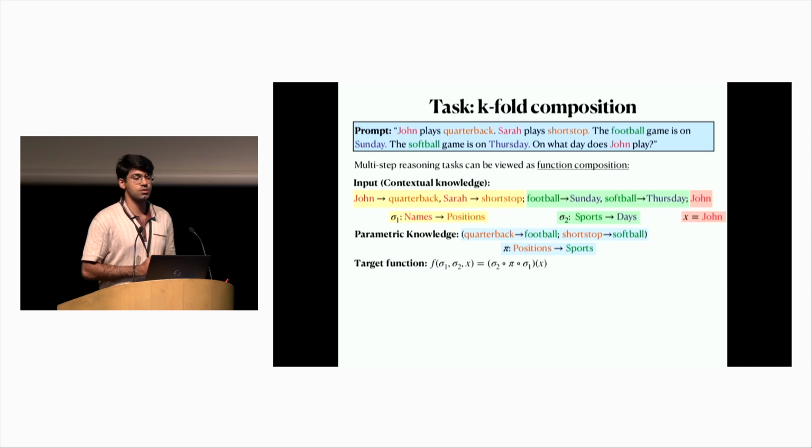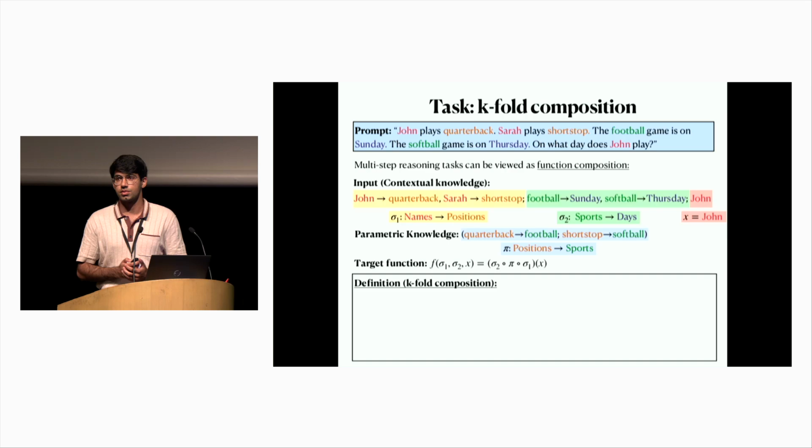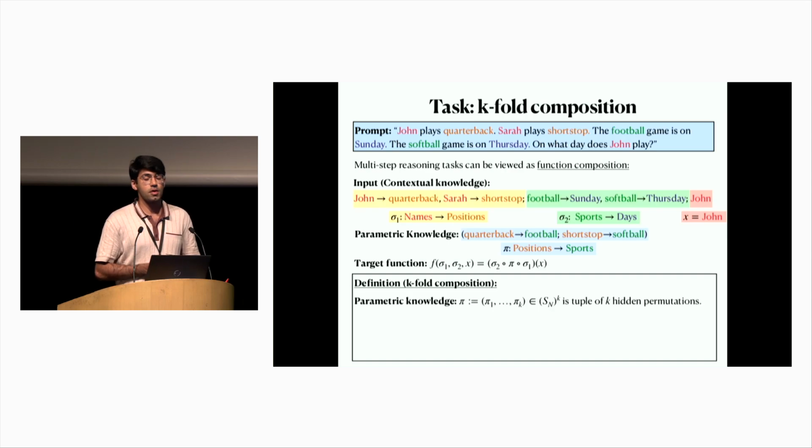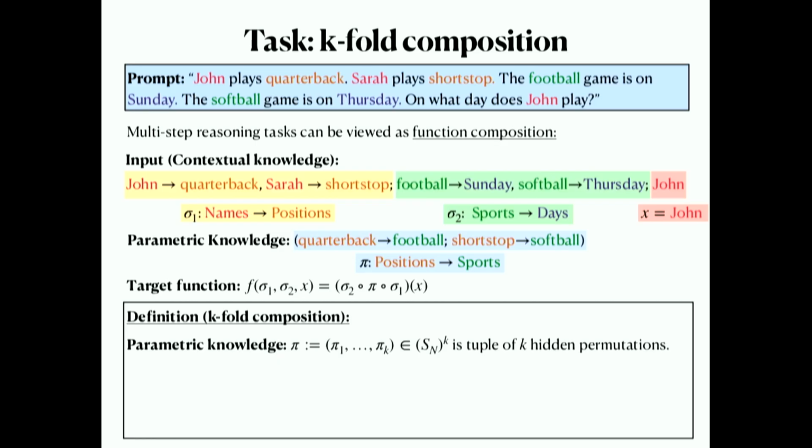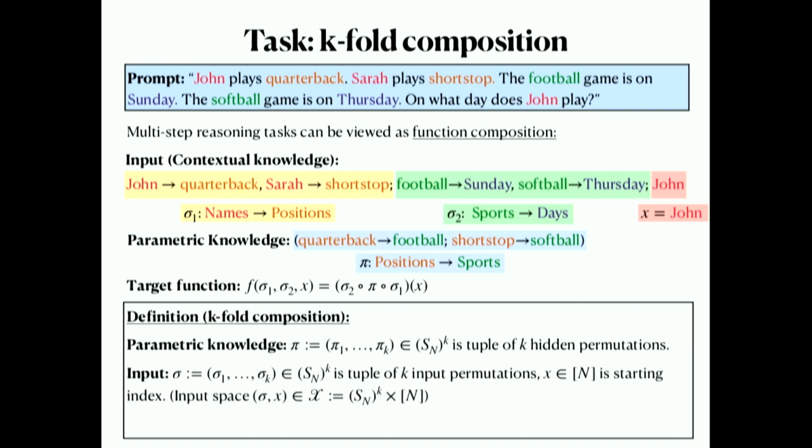Okay, so given this motivation, we're going to define our k-fold composition task as follows. The parametric knowledge pi is going to be a tuple of k hidden permutations on the set of n elements. So here we're making the assumption that these functions are just bijective, or permutations on n elements. And this is going to be fixed for the target function. The input will consist of sigma, which is a tuple of k input permutations, as well as a starting index x from 1 through n. And this will vary between the different examples.